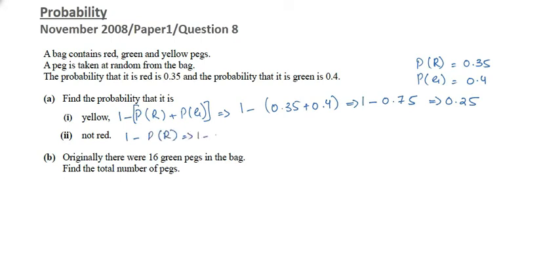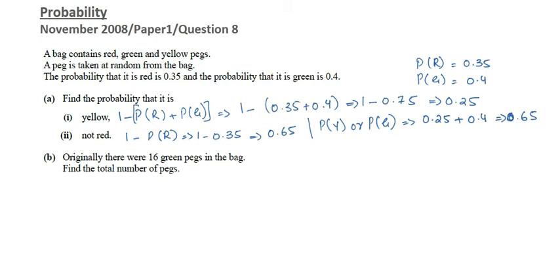So it is 1 minus 0.35, which is equal to 0.65. Or, as I have told, you can add the probability of yellow and probability of green. If we add these two probabilities, the probability of yellow is 0.25 and the probability of green is 0.4, again we will get the same answer, 0.65. So either you go for the first method or the second method, both are correct.